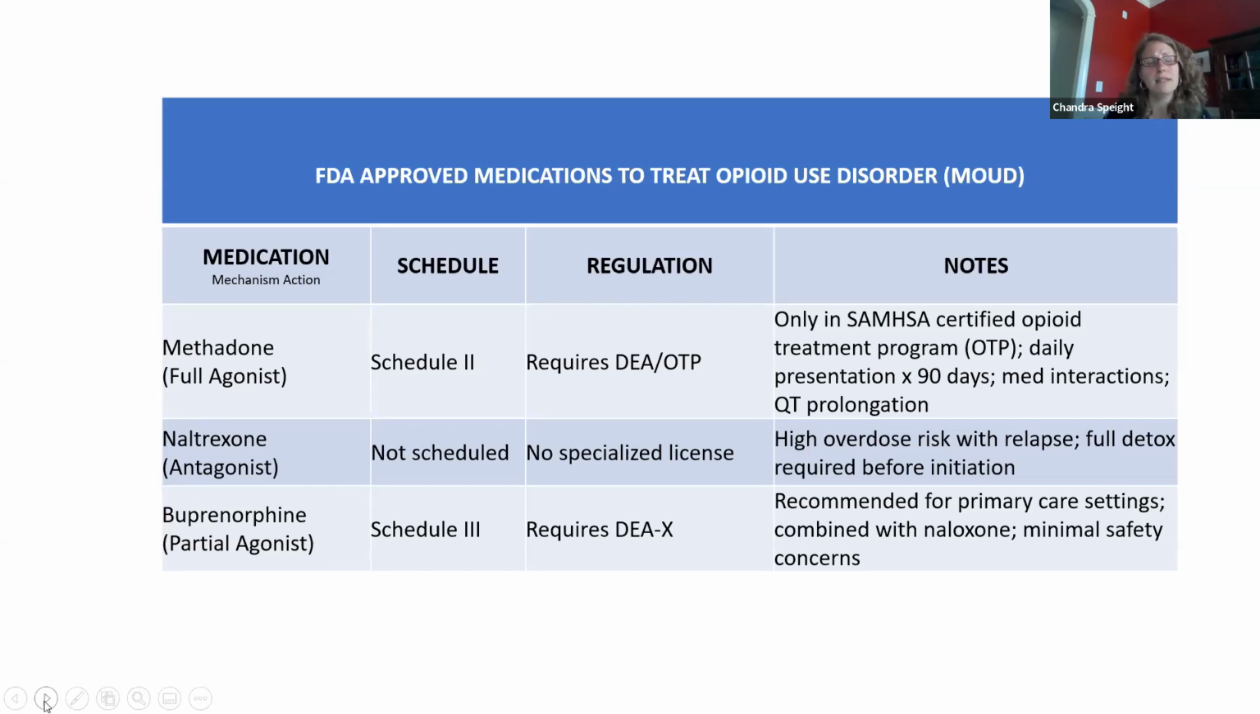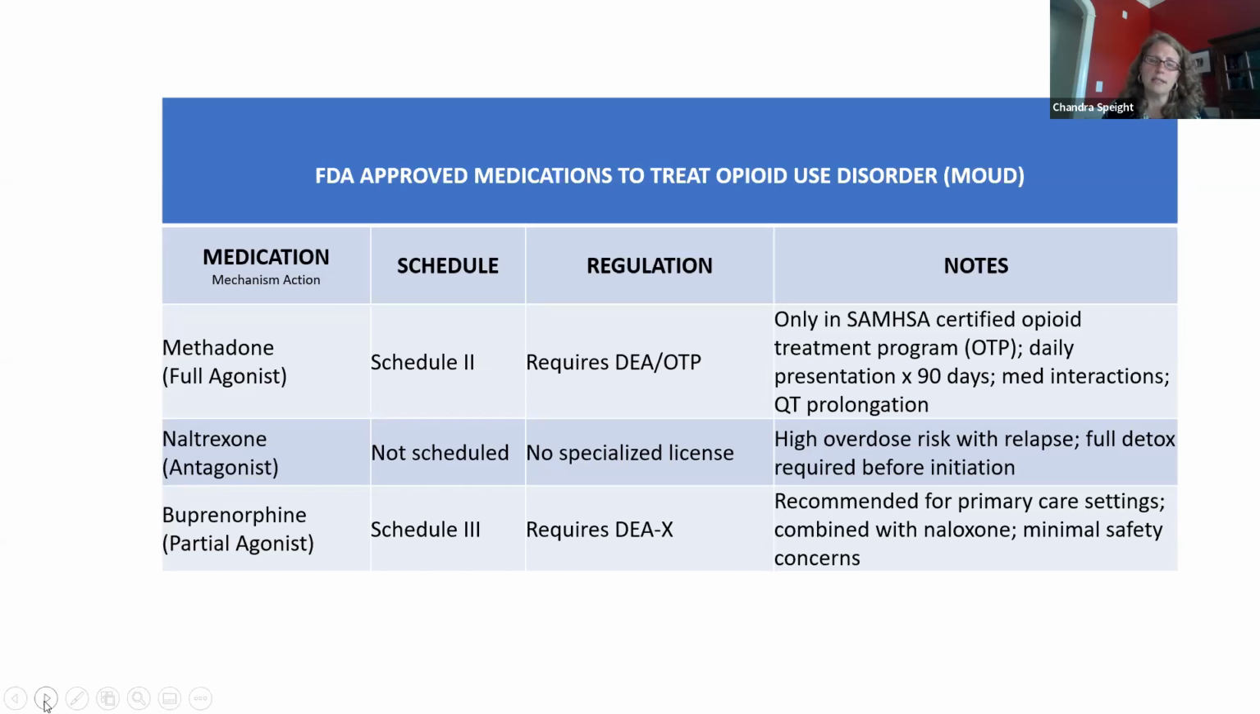There are some pretty significant downsides to naltrexone. First, a person has to have experienced full detoxification, usually 7 to 9 days, before they can be started on naltrexone. So there's not a whole lot more to say about that. That is a huge barrier in and of itself. Often folks will be started on naltrexone in inpatient settings where they were able to experience that detoxification with some pharmacological support.